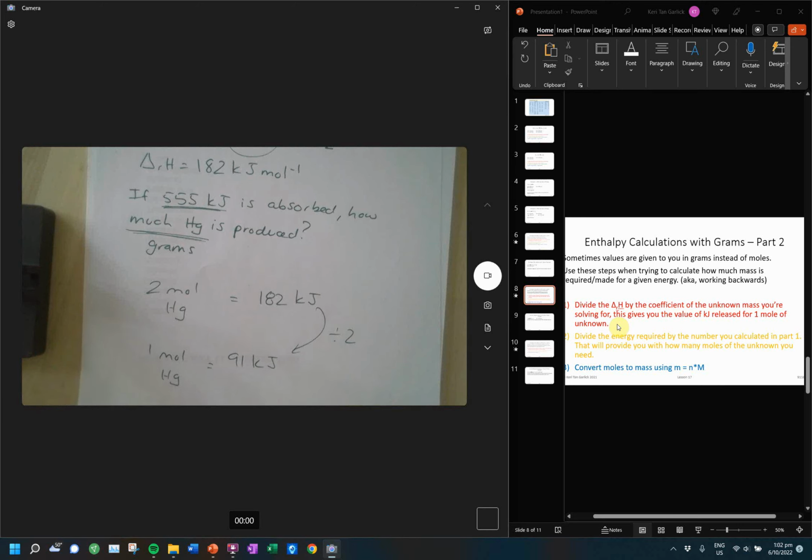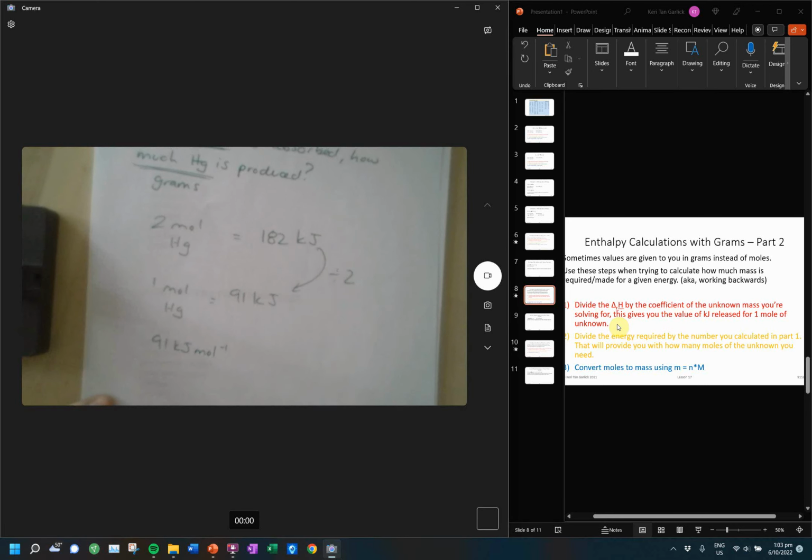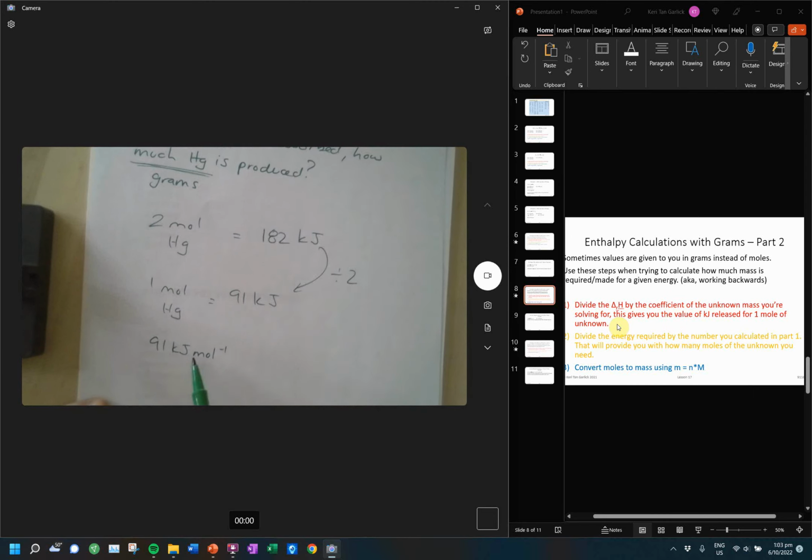All right. Next thing I then do is I take this value, so 91 kilojoules per mole, and I am then going to take how much energy that's being produced and multiply them together. No, lied. I'm going to divide them. So the reason why is this is how much energy is going to be absorbed, and I divide it by the kilojoules per mole. So that way, again, I get back to just mole by itself. So 555 kilojoules divided by 91 kilojoules per mole.